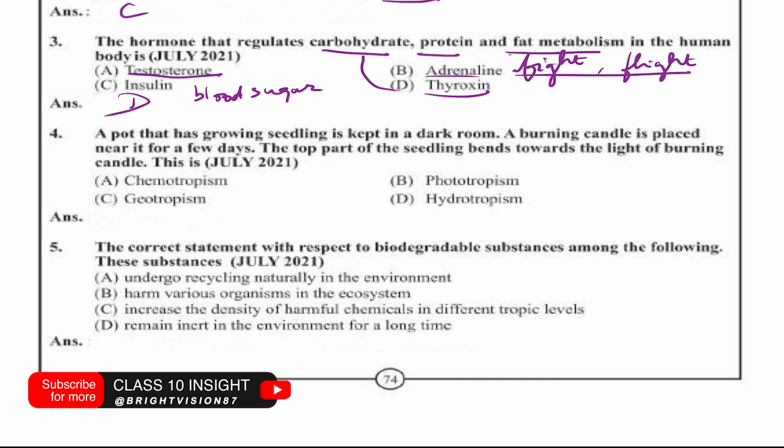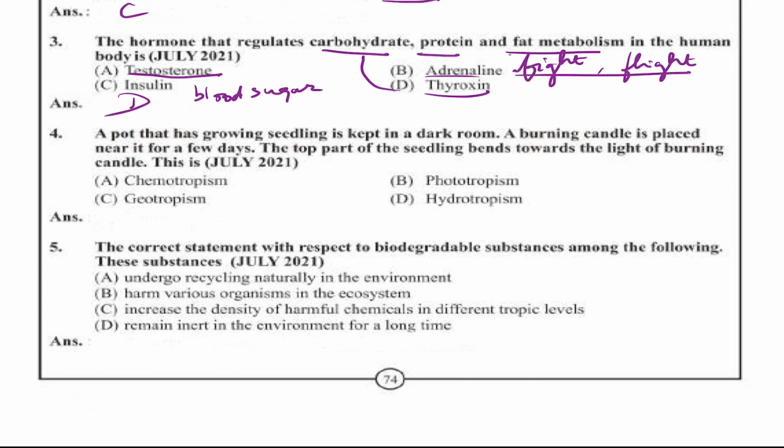A pot that has a growing seedling is kept in a dark room. A burning candle is placed near it for a few days. The top part of the seedling bends towards the light of the burning candle. This is due to what reason? As soon as we see light, we know that it is due to phototropism. So the correct answer is option B.